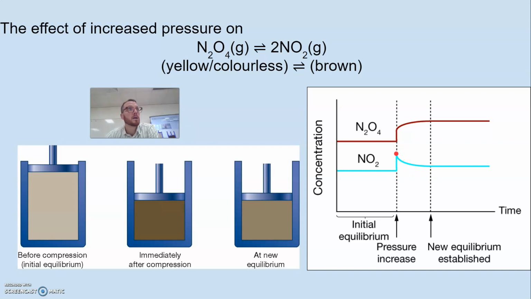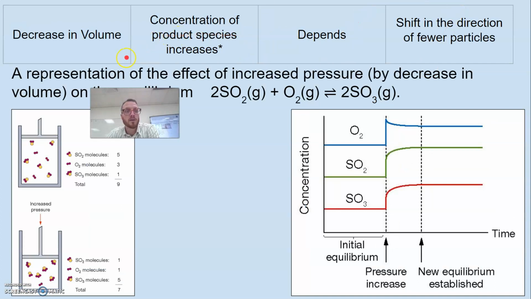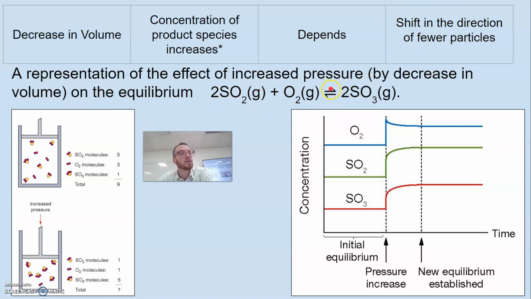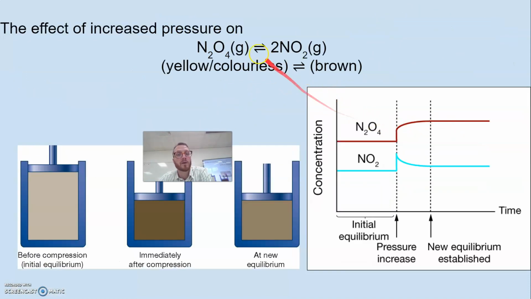Yeah? So when you increase the pressure, always the backwards reaction? No. How does it say? In this equilibrium system, it would be backwards. In any other system, decrease in volume shifts in the direction of fewer particles. So in this reaction, it's forwards. In this reaction, it's backwards. Yeah?